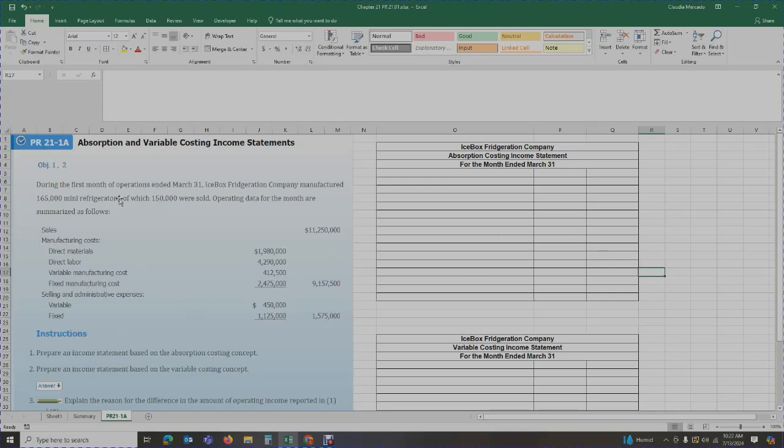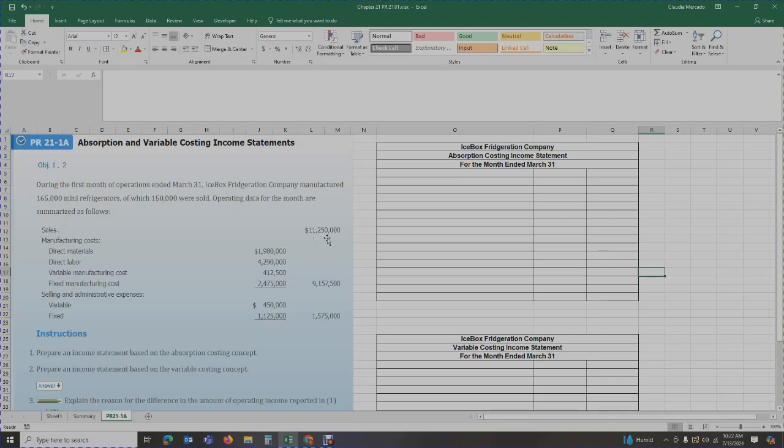During the first month of operations ended March the 31st, Icebox Refrigeration Company manufactured 165,000 mini refrigerators, of which 150,000 were sold. So that means that we did not sell 15,000. That's something to keep in mind. Okay, operating data for the month are summarized as follows.